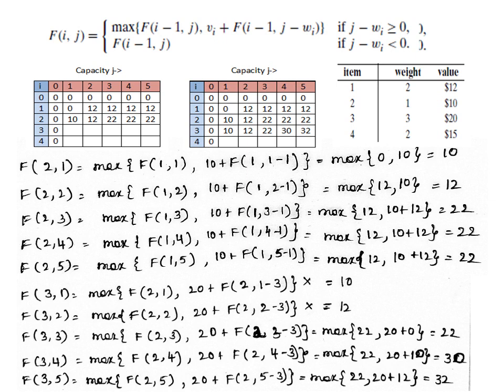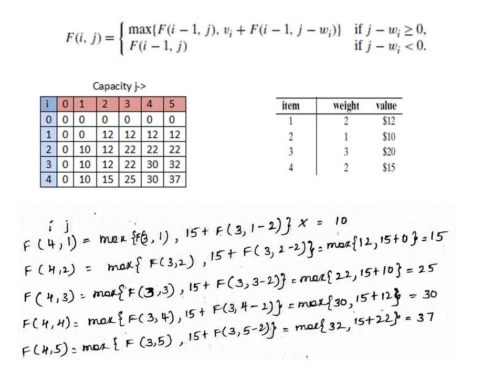Then f of 3, 5 which is equal to maximum of f of 2, 5, 20 plus f of 2, 5 minus 3. So we can place this value. So maximum of 22, 20 plus 12 which is equal to 32. So maximum value is 32. So f of 3, 5 is 32. So that is the fourth row. Row number is 3.